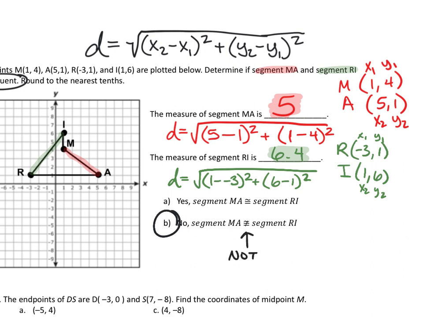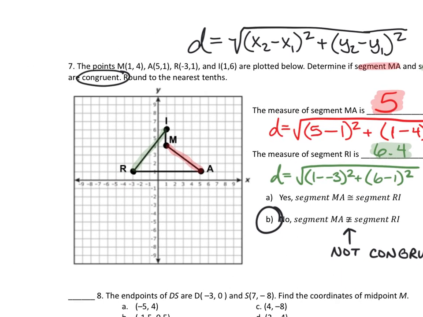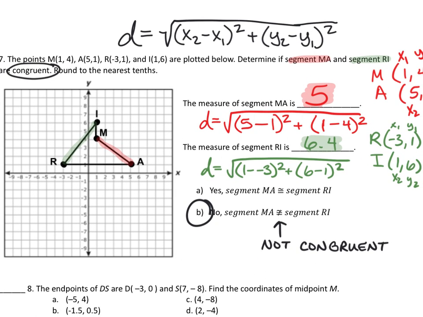That's what that symbol means, so not congruent to segment RI. The equal sign with the little squiggly on top means congruent, so if you put a slash through it, it means not congruent. So this is answer choice B. We lost our little line over here, but there we go. Questions about that one before we move on?